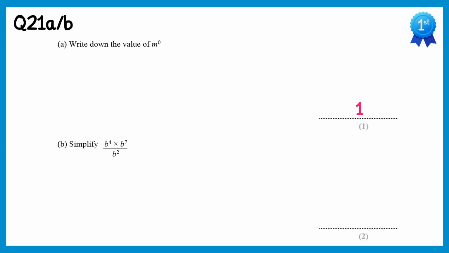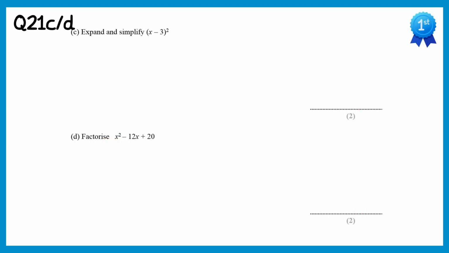For part B, we're going to start with the top of the fraction, b to the 4 times b to the 7. When you multiply like this, you add the indices, so 4 add 7 is 11. Then we've got over b squared, and when you divide, you subtract the indices, so 11 take 2 is 9, so the answer is b to the power 9.